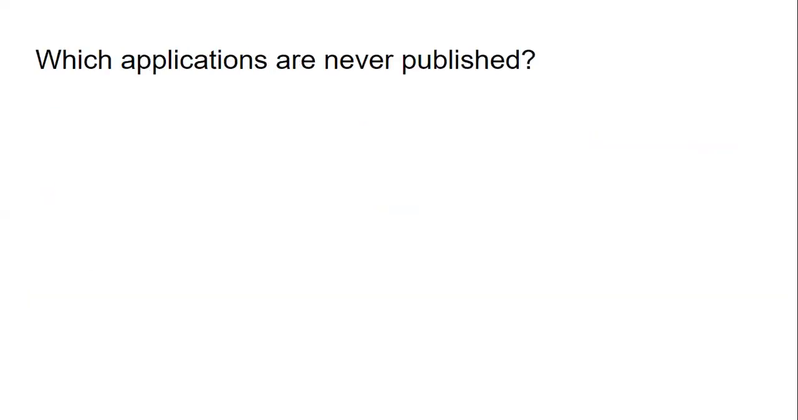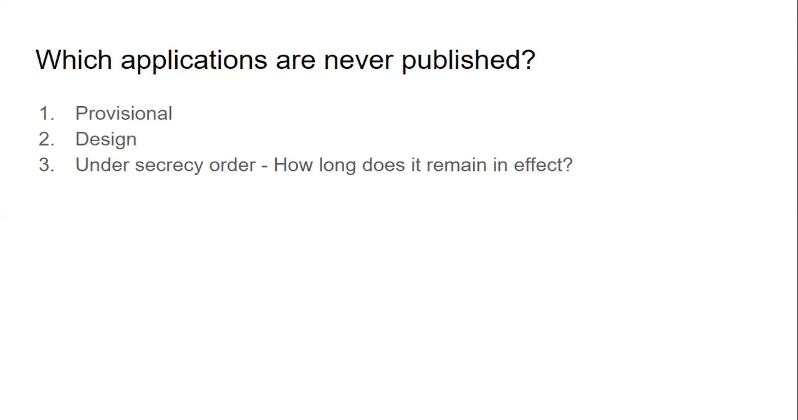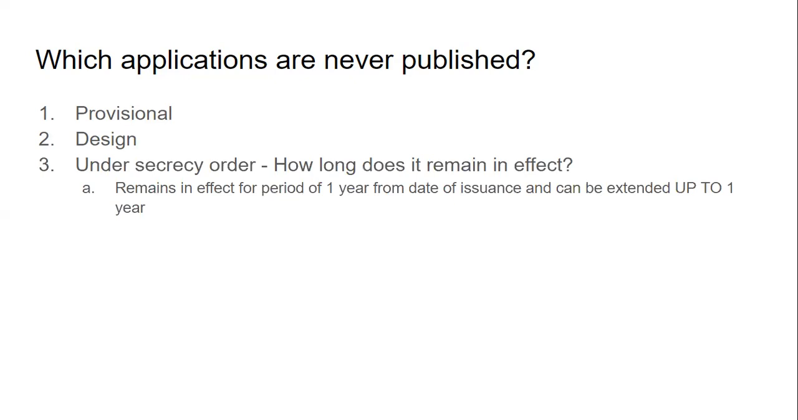And then which applications are never published? And this one, I think, is a great area for questions, kind of talking about like if non-publication request is filed or not. Provisional, never published. Sign, never published under a secrecy order. And so a secrecy order, there's some information in the MPEP. I think that's more of a lookup area, honestly. Like if they're asking specifics about secrecy order, besides how long does it remain in effect? So it remains in effect 1 year from the date of issuance. And so it's usually put into place by the government in some way because of national security. And so then it can be extended up to 1 year depending on that government agency.